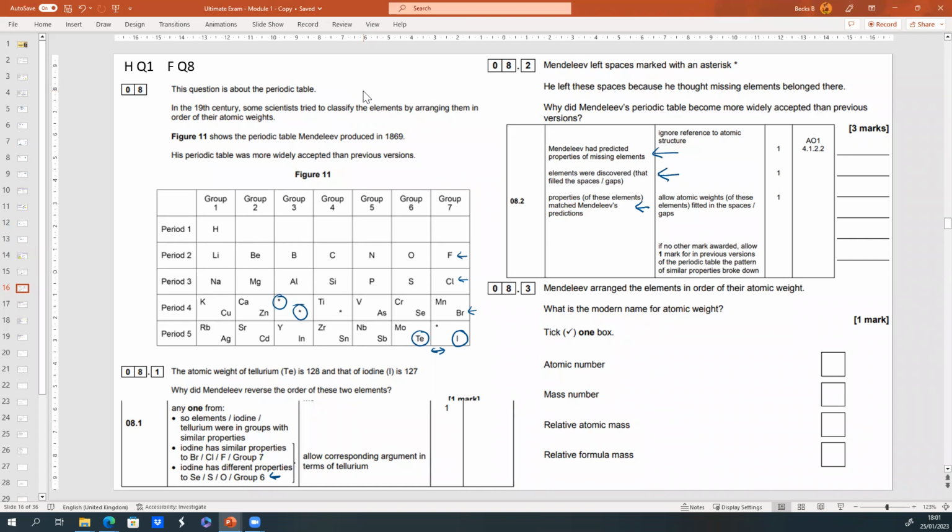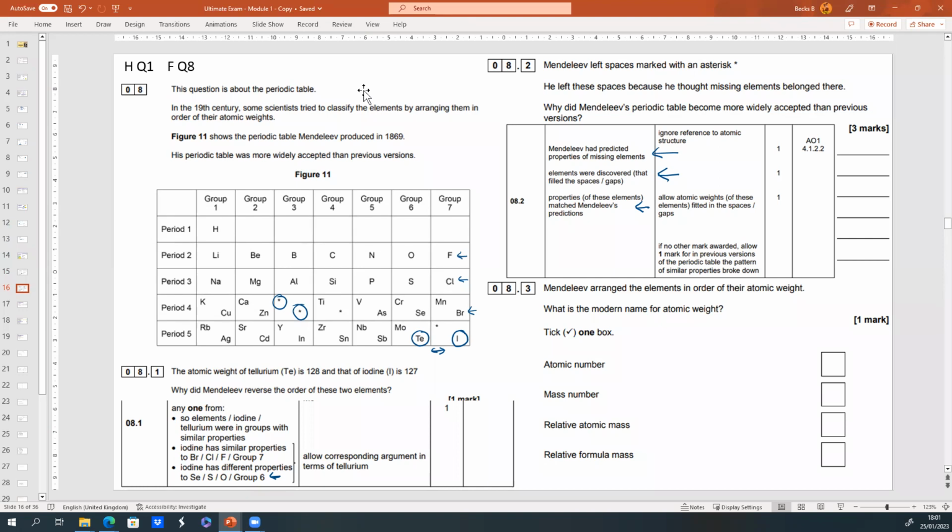So for your 3 marks, talk about the fact that it had missing elements. The elements where he'd left a gap were then discovered, and they matched his predictions. So it became more widely accepted because these came to be true.